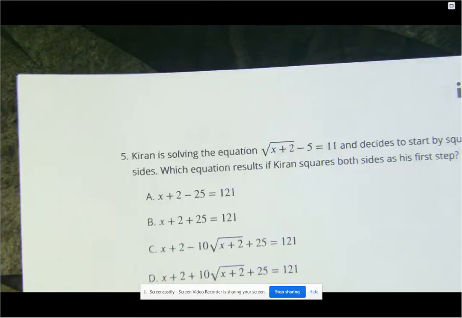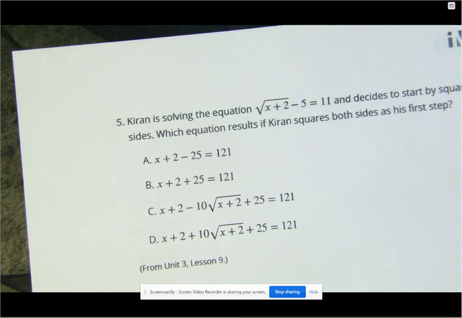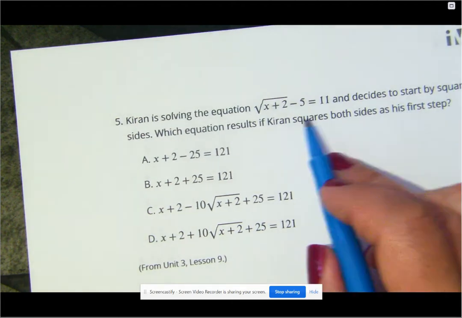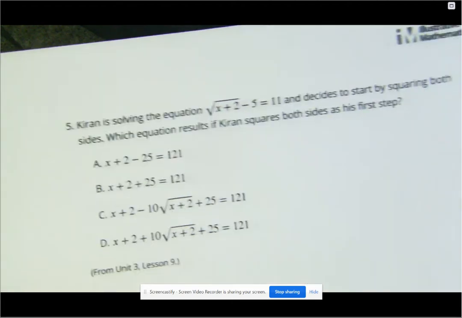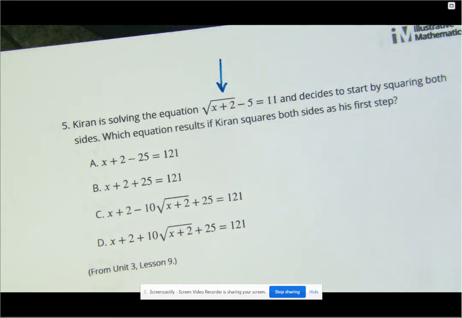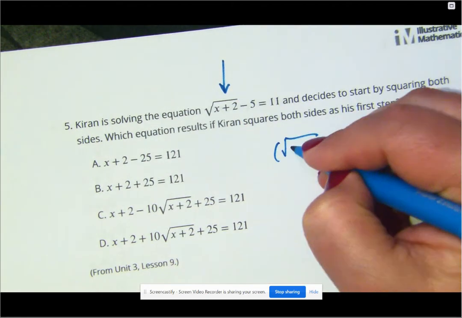I like this question because this is a common error students make, and I don't think they understand why it's not okay. So if you were solving this equation, the strategy that teachers teach is to isolate this first, get this alone before you square it. And some students think, well, that's silly. I'm just going to go ahead and square it first. Here's why you can't.